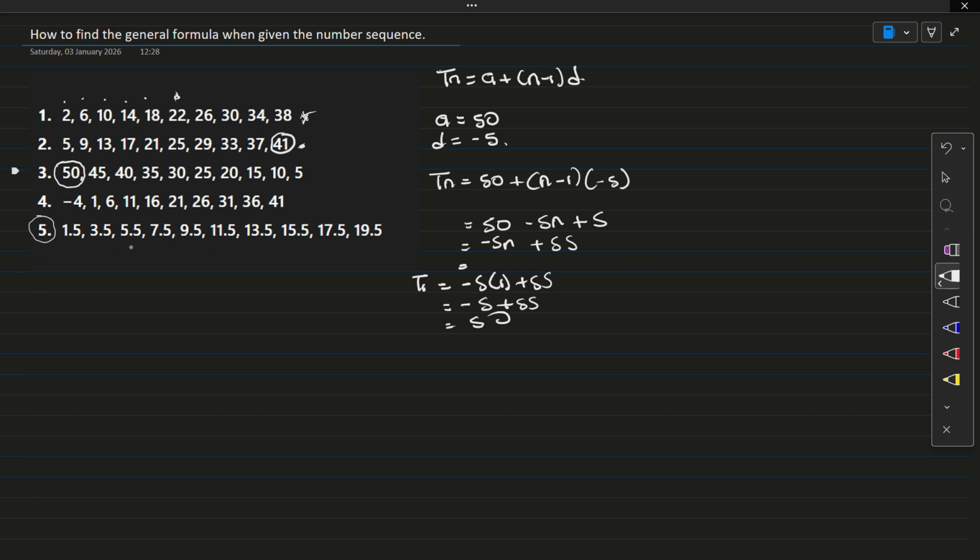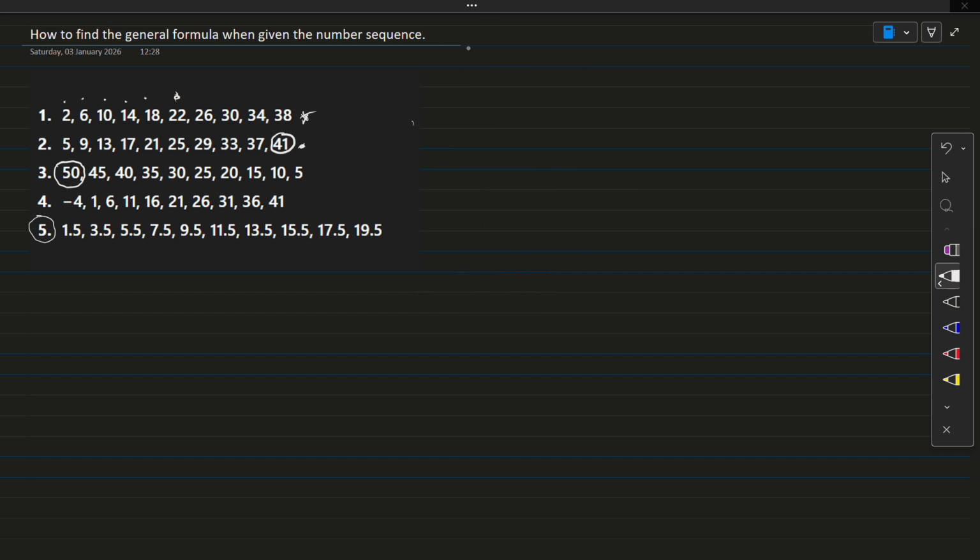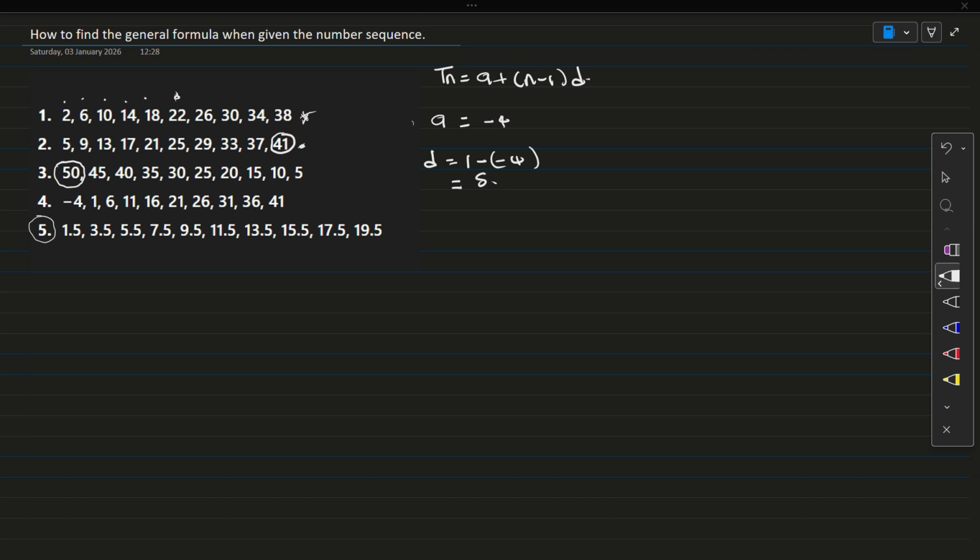Then we're going to look at the fourth one. What is our a? We know that the general equation is Tn is equal to a plus (n minus 1) times our difference. Our a is the first term. A is equal to negative 4. Then what's our difference? It's going to be 1 minus negative 4, which is 5. Because if you check, the pattern is always increasing by 5.